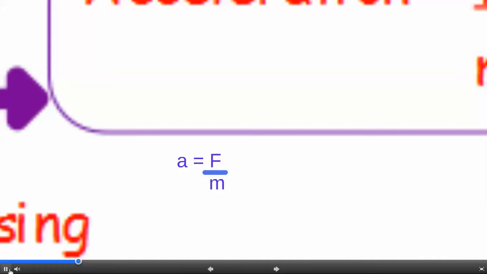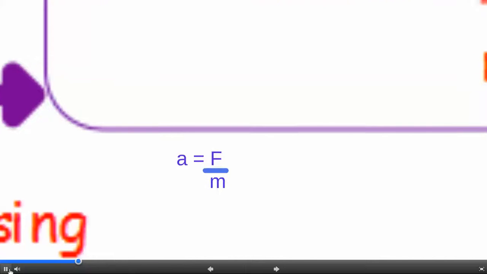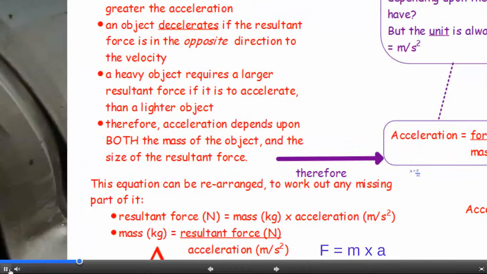What you'll see on your physics equation sheet is a equals f divided by m, where a is acceleration, capital f is force, which is in newtons, and m is mass, which is in kilograms. Now this equation again can be rearranged to work out any missing part of it. For example, if you're looking for the resultant force in newtons, then it's mass times acceleration. If you're looking for mass, it's resultant force divided by acceleration.